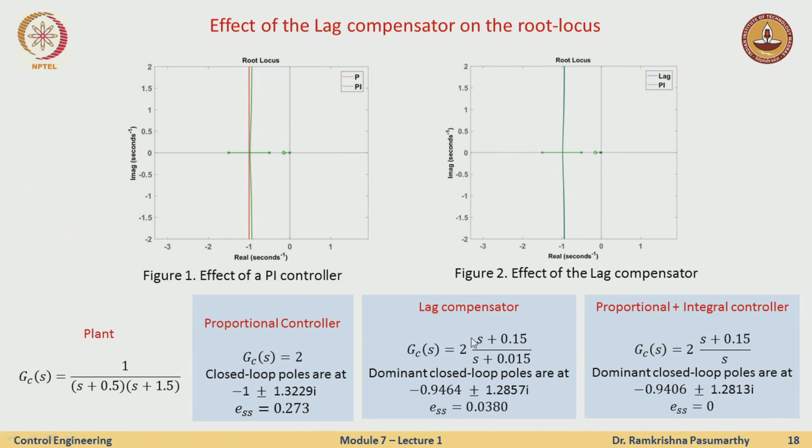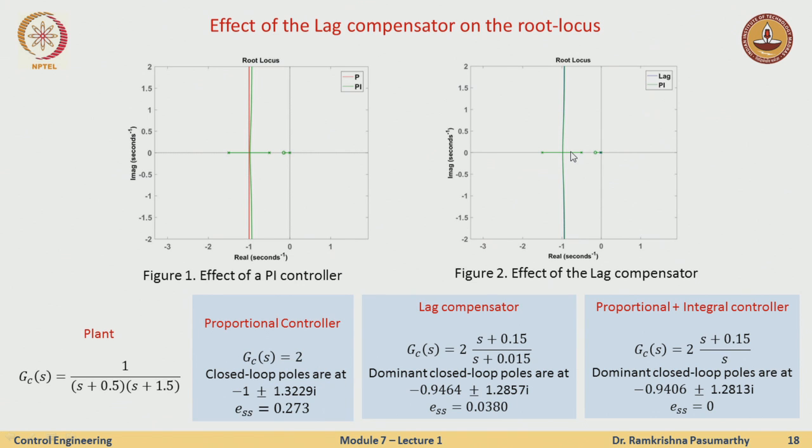Now if I add a lag compensator, first let us see the ideal case, the proportional plus integral controller. I do all these things and I get the steady state error to be 0, which theoretically I have been learning for a very long time now. Now instead of this, I do something like this: I still have s plus 0.15 and I have a pole very close to the origin, like 0.015, and then the dominant closed loop poles are at this location, somewhere here, and the steady state error instead of 0 is now 0.03, which is fairly acceptable. And if you look at the root locus, it does not really change much.